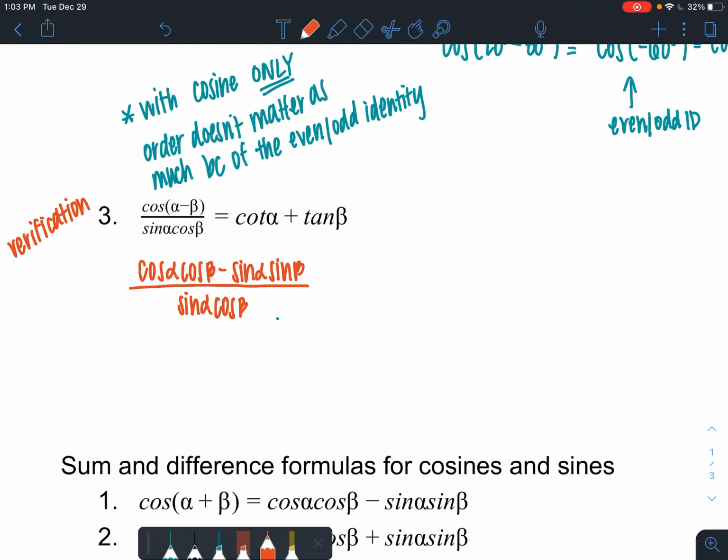Trying to get to cotangent and tangent, so let's go ahead and split our fraction. So we get cosine alpha, cosine beta over our denominator, sine alpha, cosine beta, minus sine alpha, sine beta over sine alpha, cosine beta. Okay, now that we've split, we can cancel stuff out that's in common.